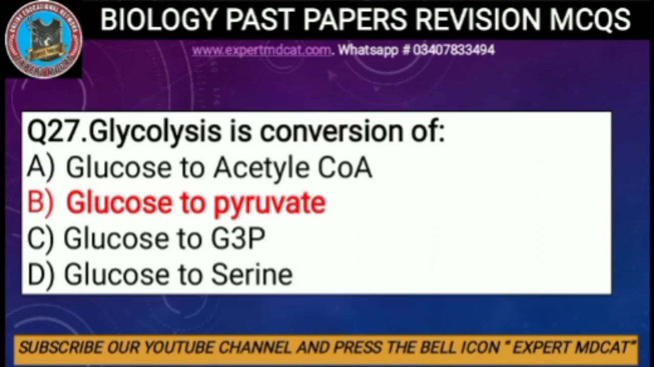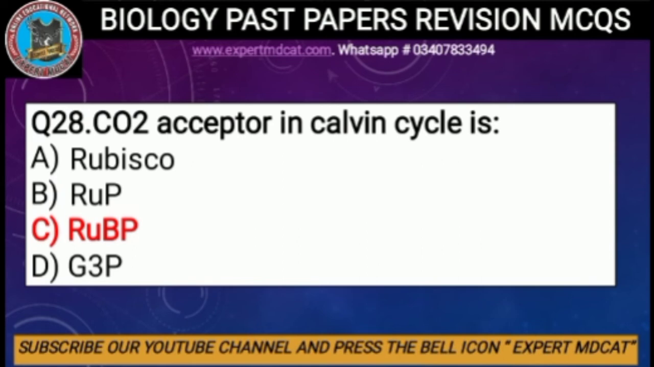Question number 27: glycolysis is the conversion of glucose to pyruvate. This is the simplest one. Question number 28: the CO2 acceptor in the Calvin cycle is. The correct option is RuBP, that is ribulose bisphosphate, because it accepts carbon dioxide to form the first unstable 6C intermediate. So the correct option is C.